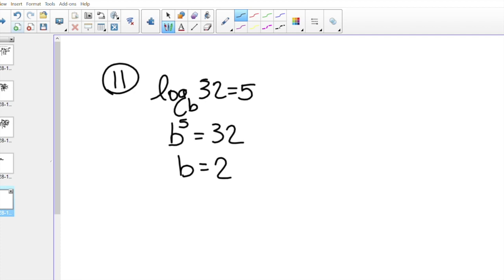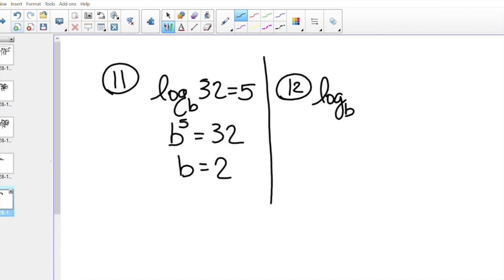Now I'll leave number 11. Number 12 is not like number 11, so let's do number 12. You have the log base b of 1/9 equals -2. Well, that's b to the -2 power is equal to 1/9. Now, young people, this one here is a little bit different strategy, you might call it.